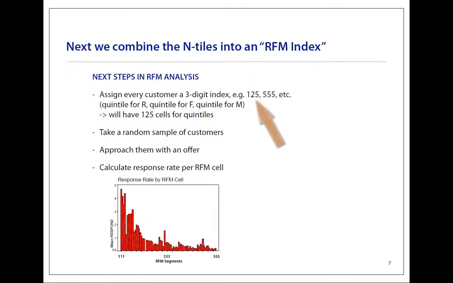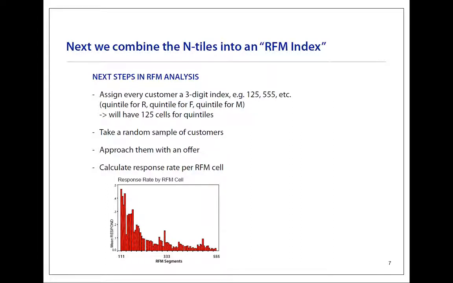So, for example, a customer with the group number 125 means this customer is the best as measured by recency, second best as measured by frequency, and worst as measured by monetary. If it's 555, that means this customer is the worst customer as measured on all three dimensions. In this case, if we're using quintiles and we consider all the combinations along all those three dimensions, we'll have 5 times 5 times 5.